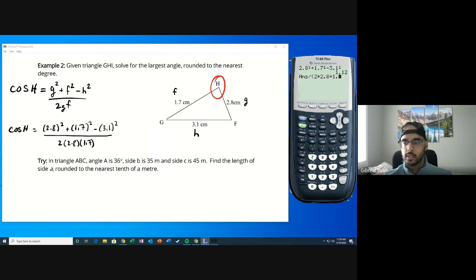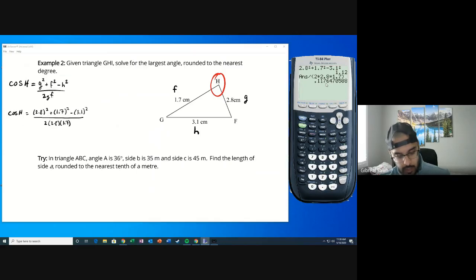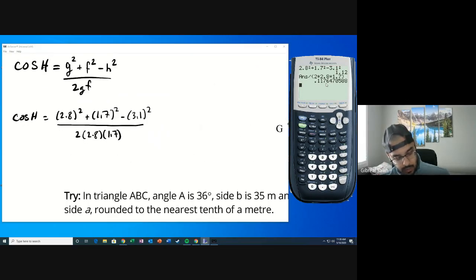So 1.7, and we'll close that bracket. So now it'll take my answer, divide it by the product of these three numbers. Okay, so I do get a weird decimal here, which is fine. Now just remember that that isn't my angle yet. That's actually equal to the cosine of my angle.